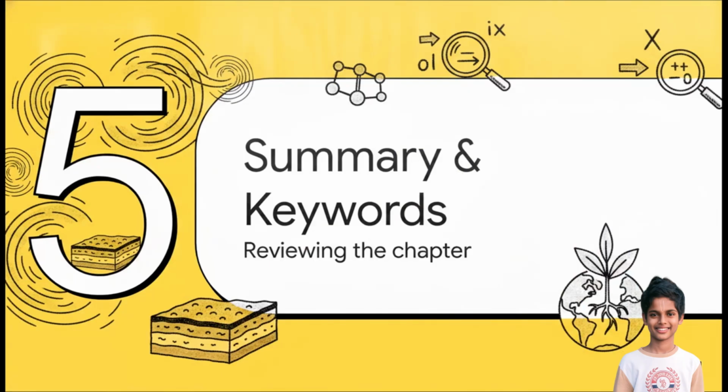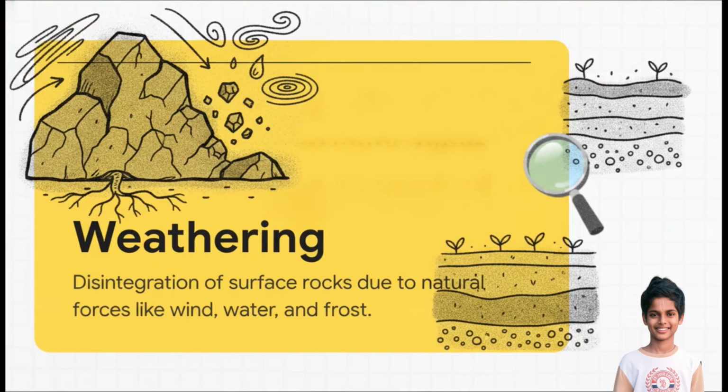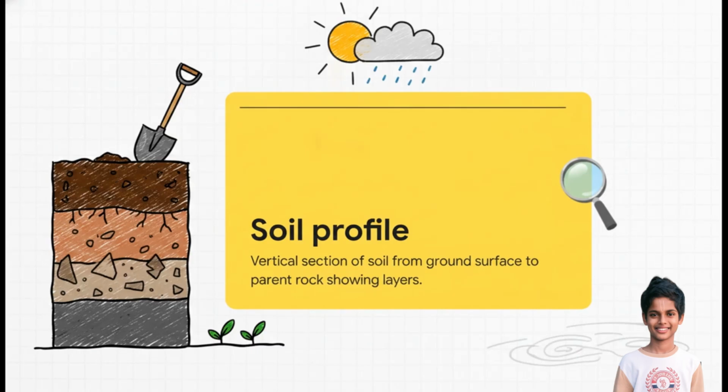And here we are at Section 5, the chapter summary and keywords. This is where we lock in that crucial scientific vocabulary. First keyword, and this is a guaranteed 1-mark question, weathering. It is the disintegration of rocks on the Earth's surface due to exposure to natural forces like wind, water, frost, and plant roots. Always remember that the continuous weathering of giant rocks is exactly how soil is created in the first place. Next is the soil profile.